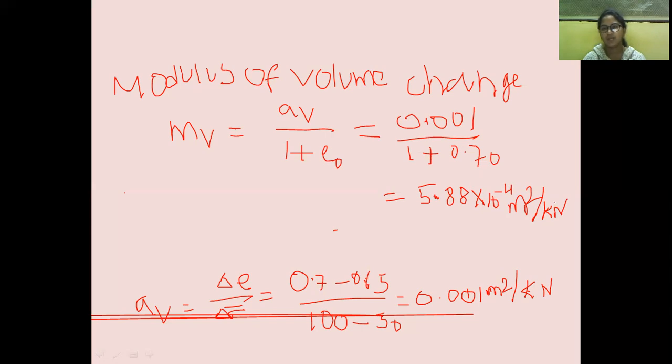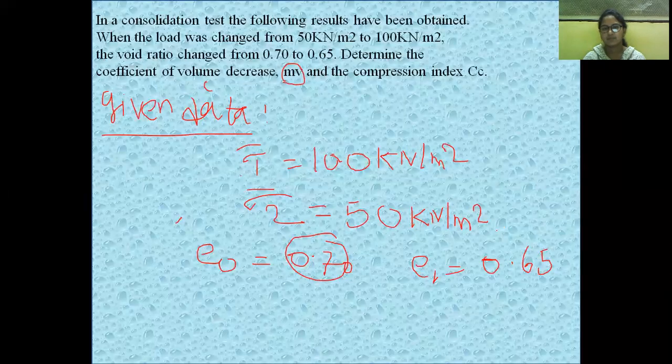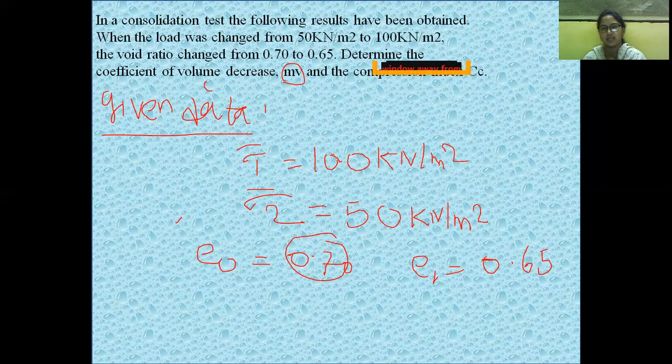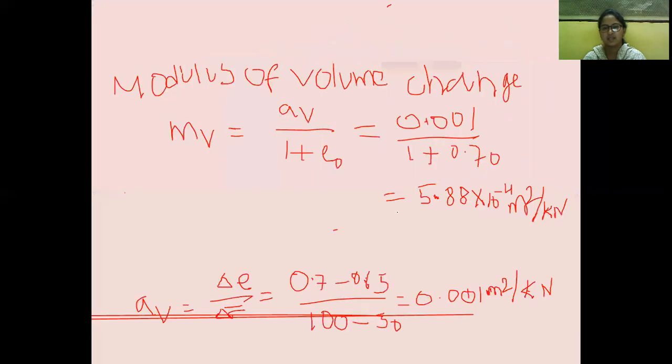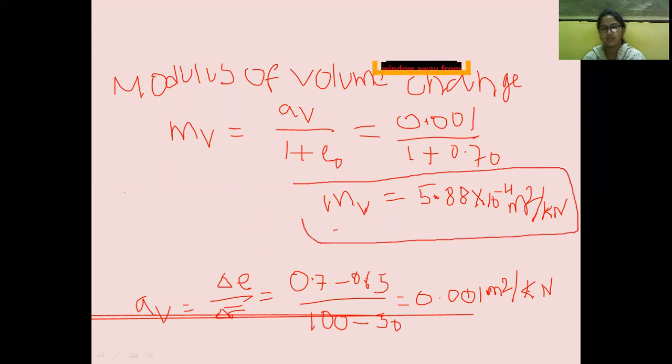Okay, all of you clear? Yes guys. So the problem gave us compression index Cc and modulus of volume change. Compression index Cc is equal to 0.166 and modulus of volume change is equal to 5.88 into 10 to the power of minus 4 meter square per kilonewtons. So problem completed.